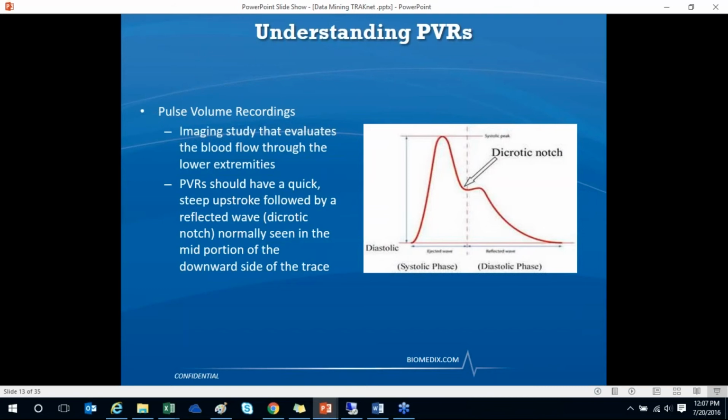Pulse volume recordings are images that evaluate the blood flow through the lower extremity. A normal PVR waveform is characterized by a steep upslope, a narrow peak, and the presence of a dicrotic notch in the downslope.